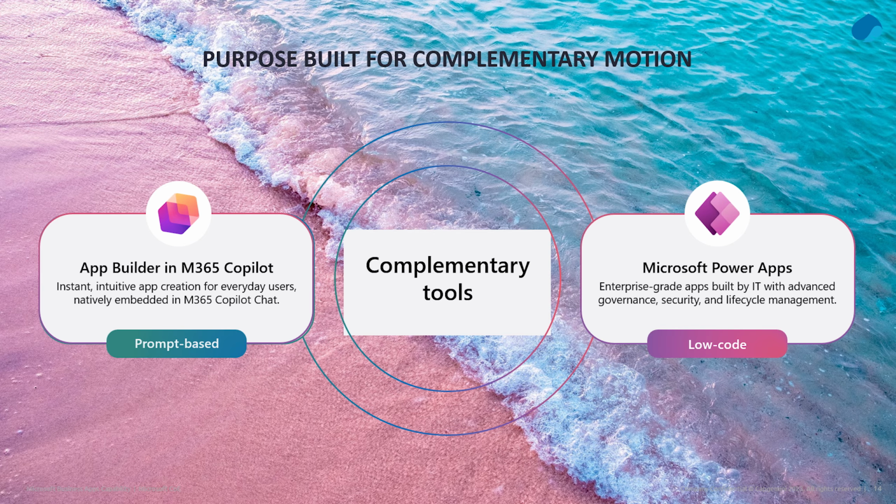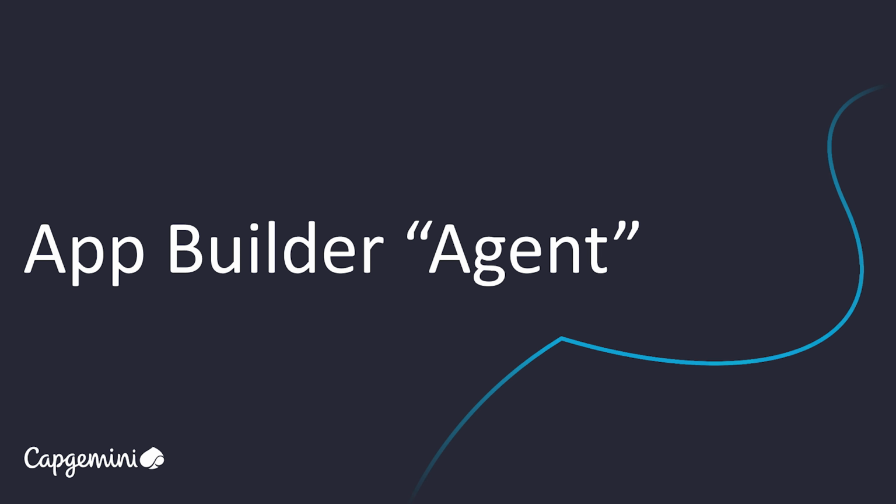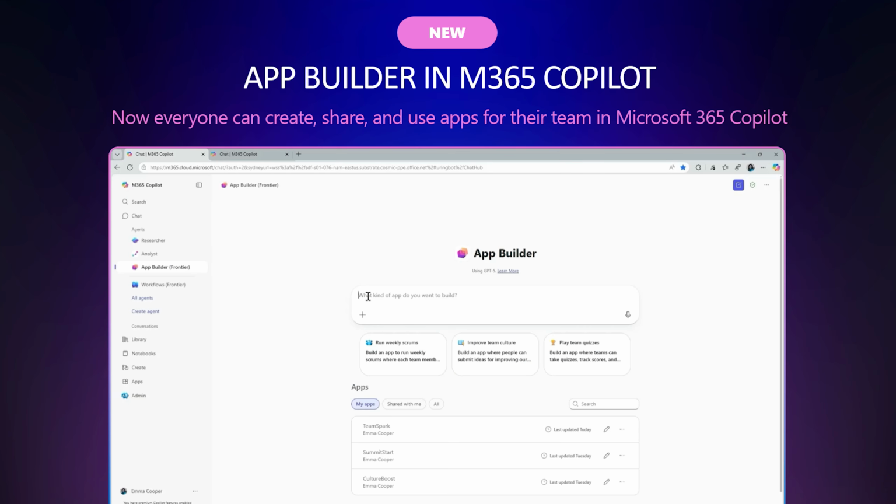And I want to talk to an agent, and an agent's an agent, however it's built. We don't care. That's fine. That would be the complementary piece. All right, let's go take a look at the App Builder piece over here.